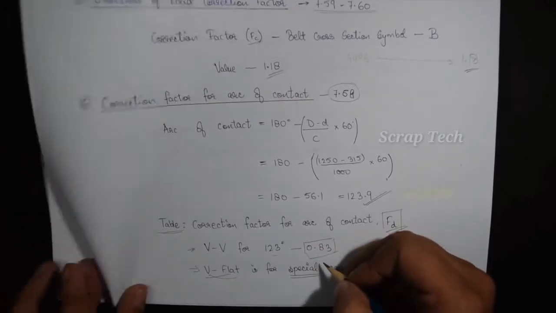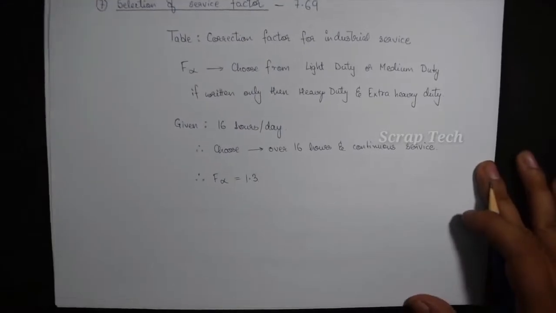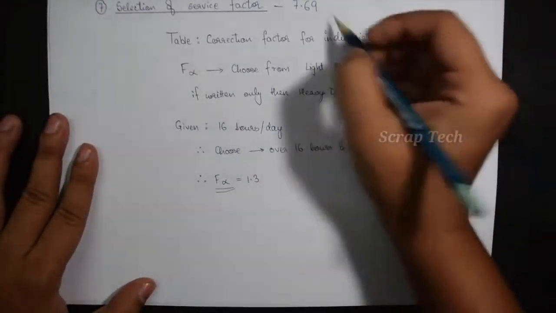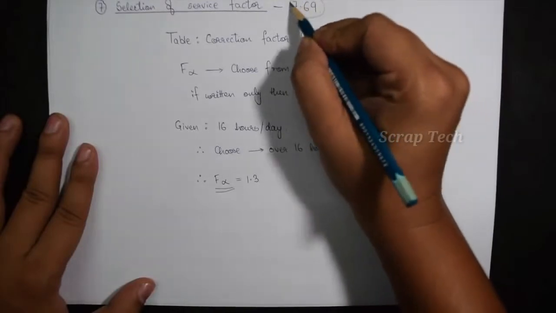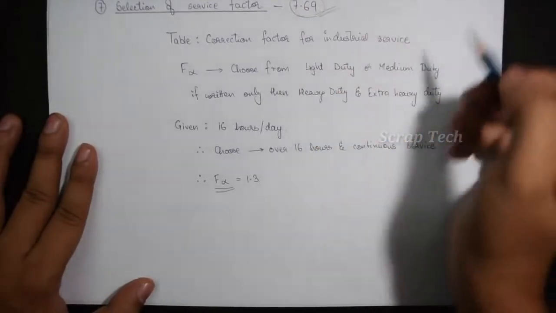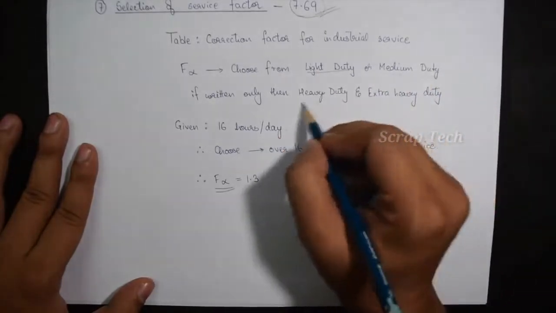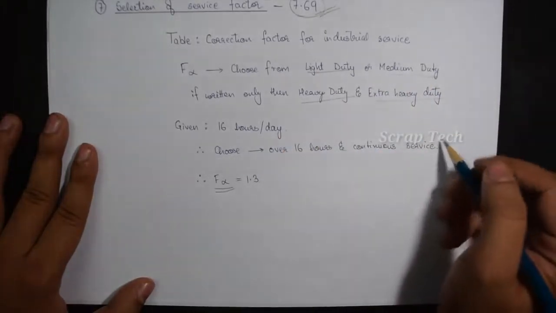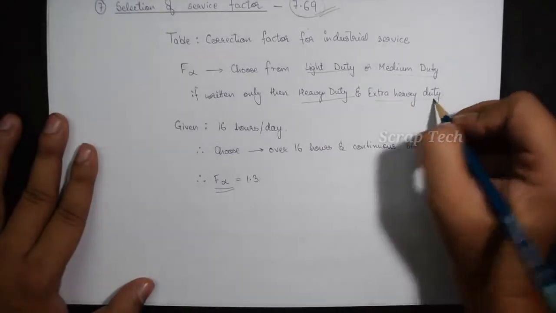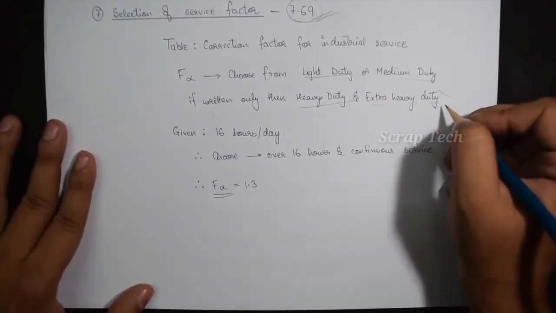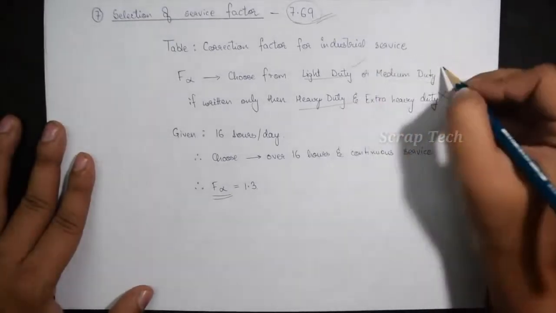Step 7 is selection of service factor, which is F alpha. Now, under the table correction factor for industrial service, we have 4 different types of services: light duty, medium duty, heavy duty, and extra heavy duty. Until or unless it is given in the question, please do not choose heavy duty or extra heavy duty. Go only with light duty and medium duty service.